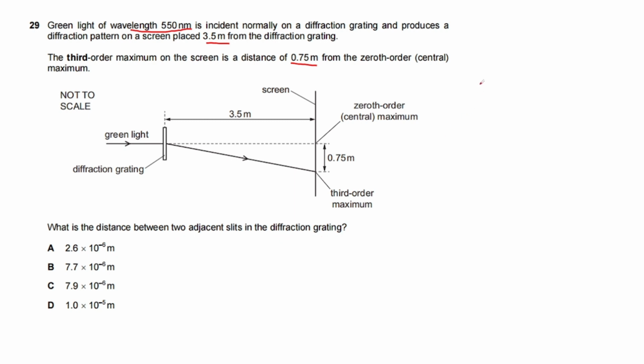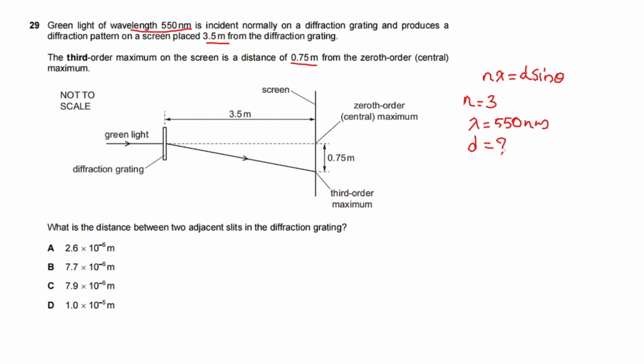So the formula that you know for the diffraction grating is n lambda equals d sine theta. Here n is the order of the fringe. Here it is given as the third order, so n is equal to 3. The lambda value is given as 550 nanometer, and the d value stands for the slit distance, or the slit spacing.